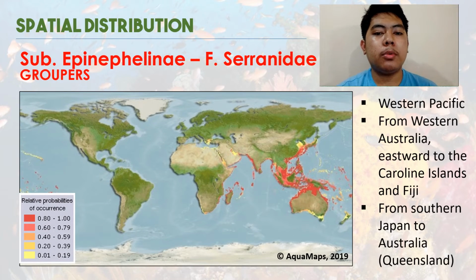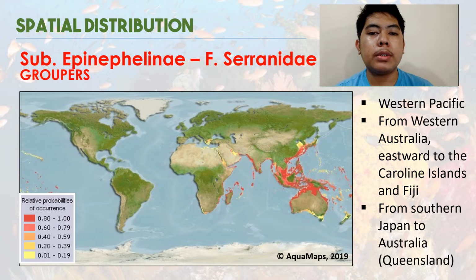Their spatial distribution is that they are found in the Western Pacific, from Western Australia eastward to the Caroline Islands and Fiji, and from Western Japan to Australia.